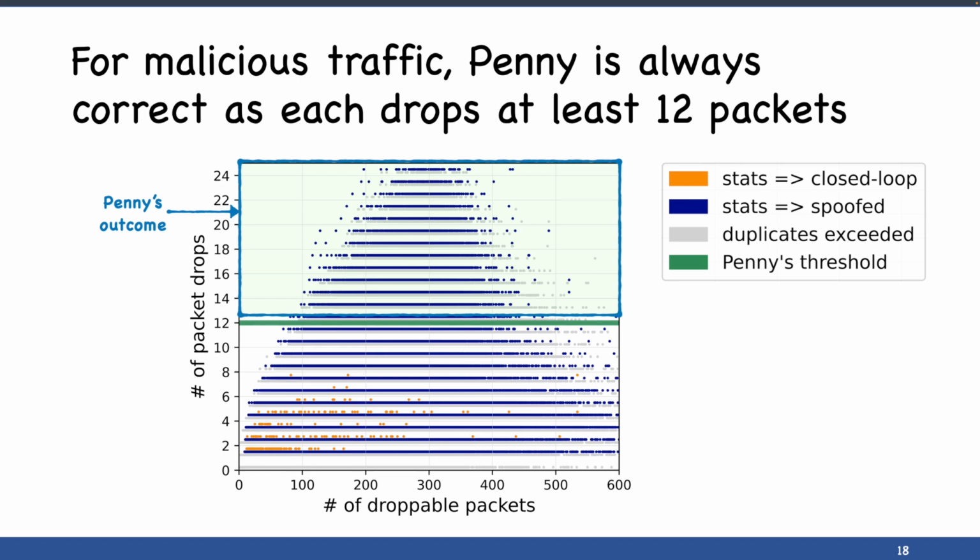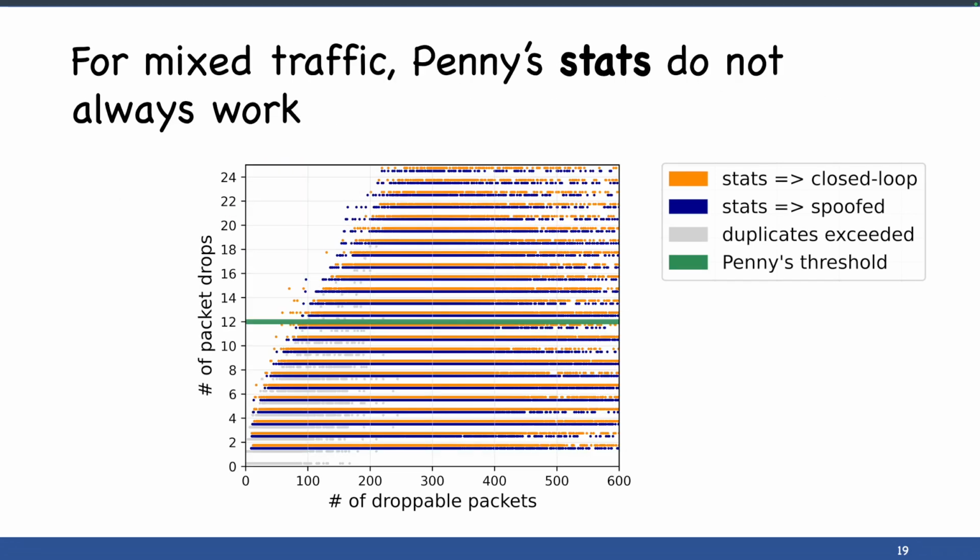So far, we have seen how Penny behaves when traffic is either closed loop or spoofed. What if some closed loop traffic is mixed with spoofed traffic? We run experiments with different fractions of closed loop and spoofed traffic. In this figure, we depict the case where the ratio between the two is 50-50. As we can see, in many cases we reach a closed loop decision, which aligns with our system goal to find closed loop traffic when present. However, there are also many cases where the stats conclude that traffic is spoofed.